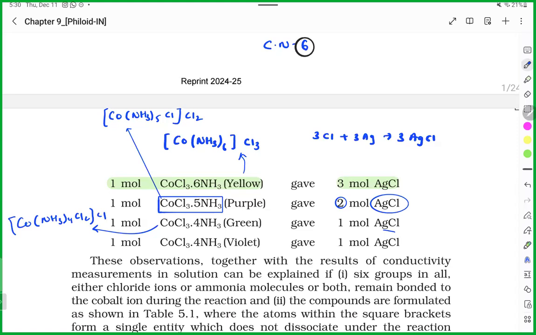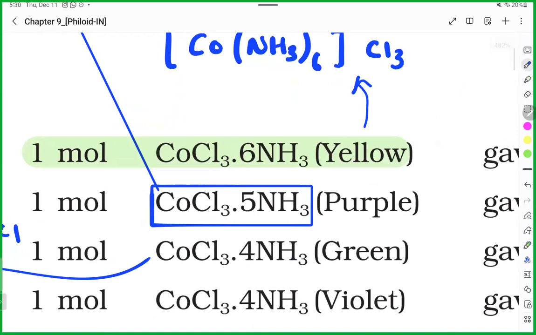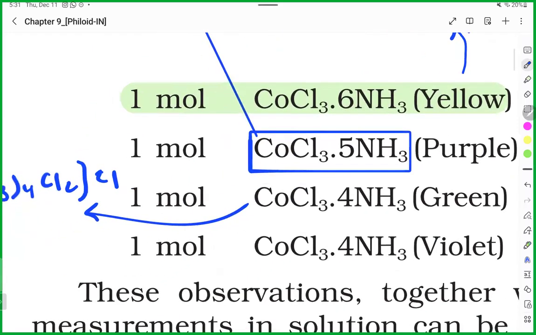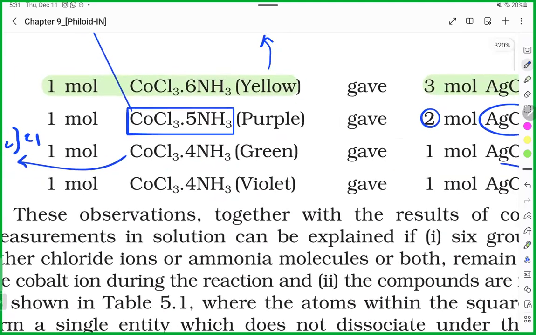Understood? Yes, sir. Why? Because cobalt has coordination number 6. In the first case, there is enough ammonia, but in the second case, ammonia is one less, so chlorine will compensate. In the third case, two ammonia are less, so two chlorine will compensate instead of ammonia. But if you see the third and fourth case, in both situations the AgCl formed is one.